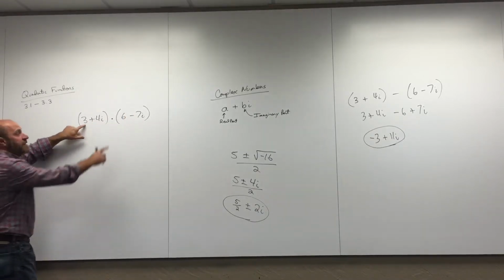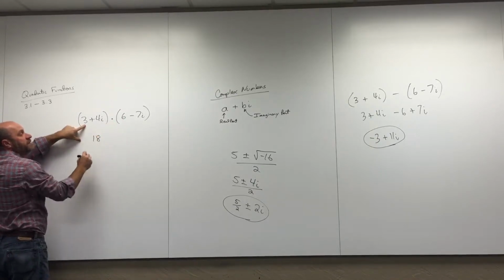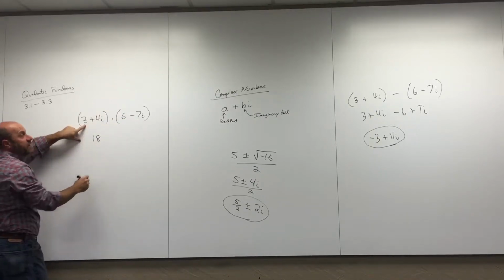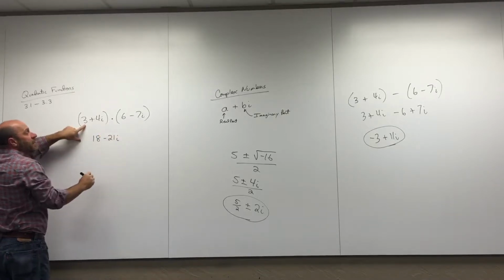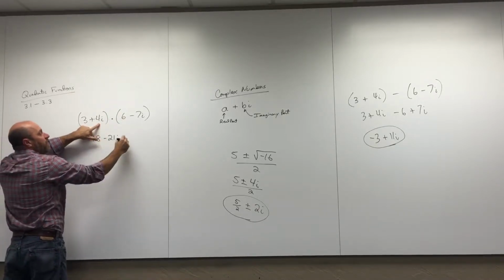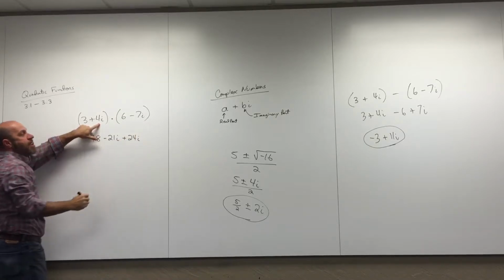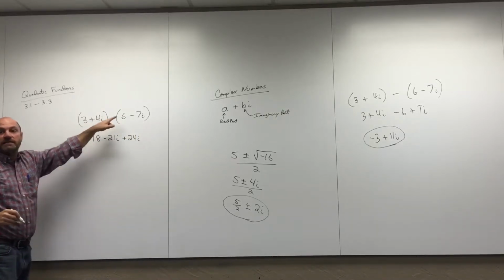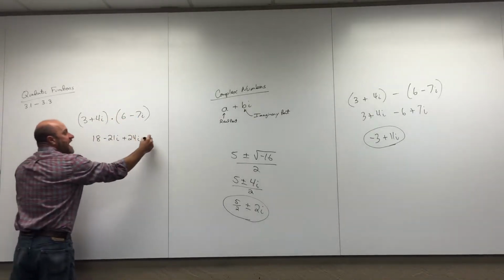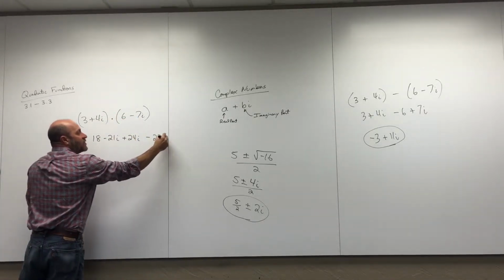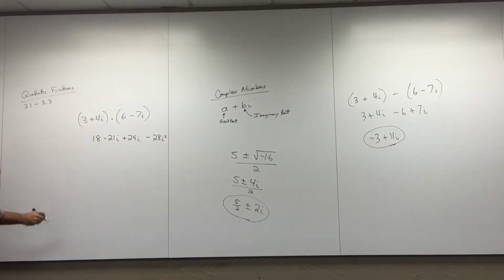I take the 3 times 6, 18. 3 times negative 7i, negative 21i. Plus 24i, when you multiply 4i times 6. And now 4i times negative 7i is negative 28i squared. Now here's an important point. A few minutes ago, we said the square root of negative 1 was i. I mean, that was our definition of what i is.